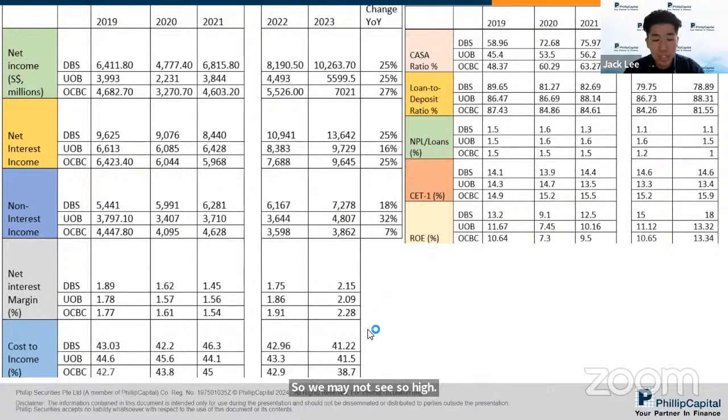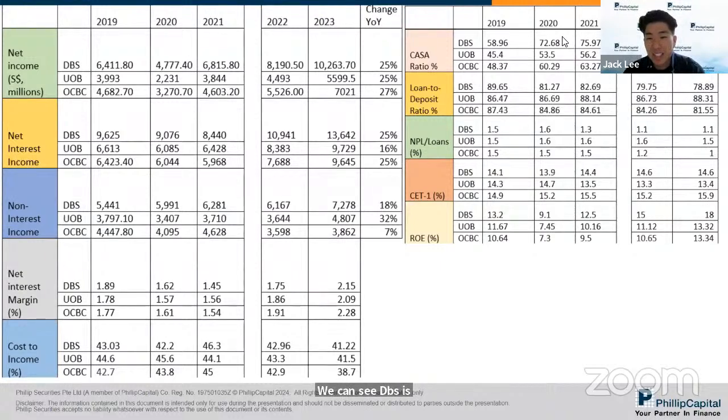So looking at cost to income, actually OCBC has a quite good ratio. So their cost actually is lower compared with two of the other banks. And let us look at the CASA ratio. CASA ratio, we can see DBS is having the highest.